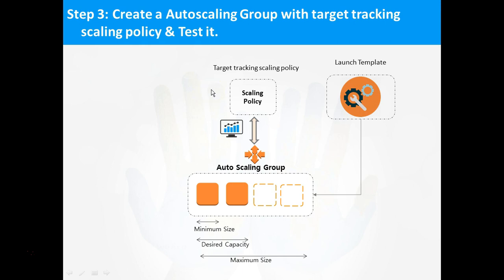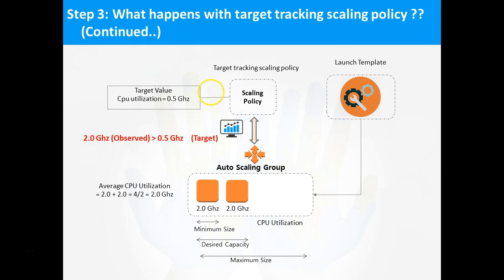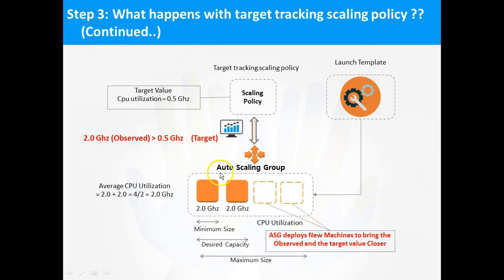In the picture you can see the auto-scaling group with the minimum size, desired capacity and the maximum size. Let us assume that the auto-scaling group initially starts with 2 virtual machines and the 2 virtual machines are consuming 2 GHz of CPU utilization. As per this diagram, I am setting my target value CPU utilization as 0.5. So the average CPU utilization of the machines is 2 GHz. That 2 GHz is the observed value, which is greater than 0.5 GHz. That is my target scaling value.